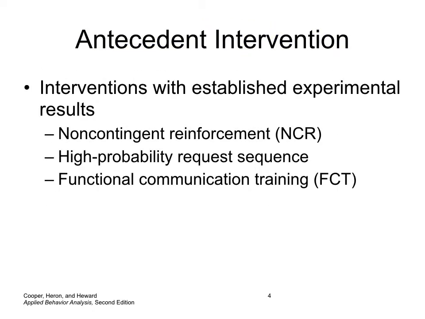The examples of antecedent intervention include these: NCR, non-contingent reinforcement, high P request sequence, and FCT. So we will talk about these three examples of antecedent intervention today.